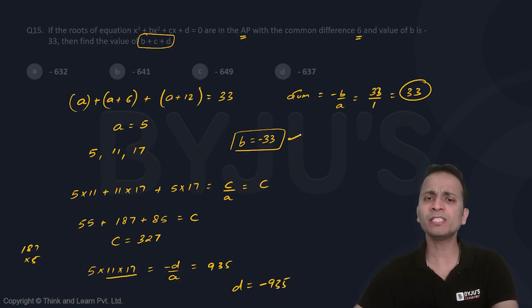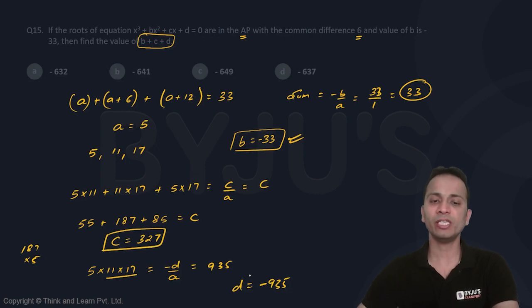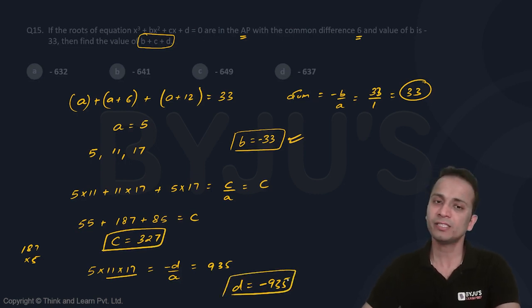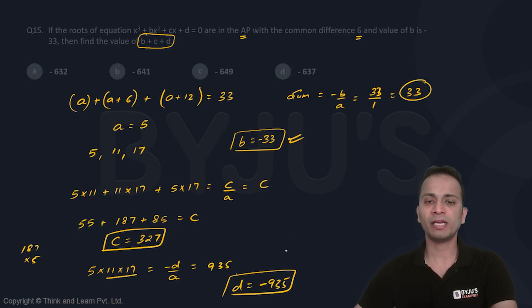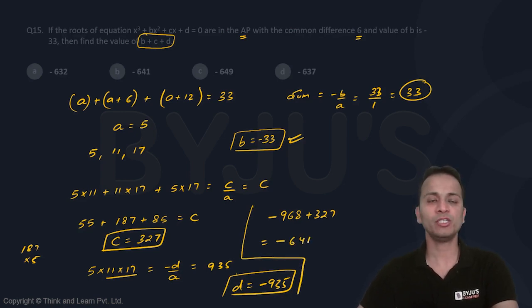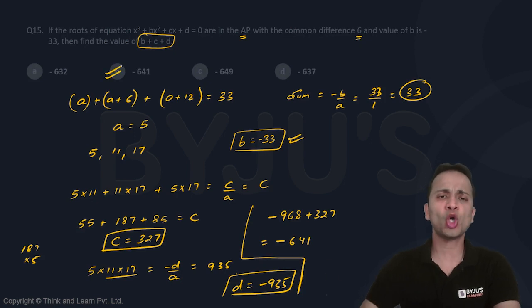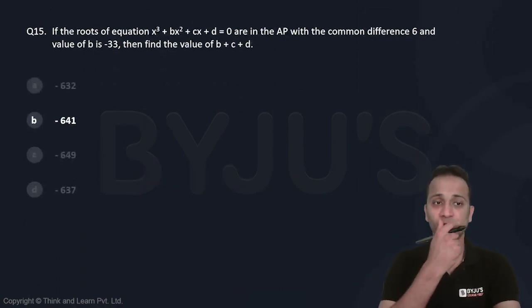Okay. So b is minus 33, c is 327 and d is minus 935. If I'll add these three, I'll get the value of the expression b plus c plus d. Alright. So b plus c plus d, let's calculate. So minus 33 and minus 935 is minus 968 plus 327. That is equal to minus 641. So minus 641, that is option B will be the correct answer for this question. Okay.